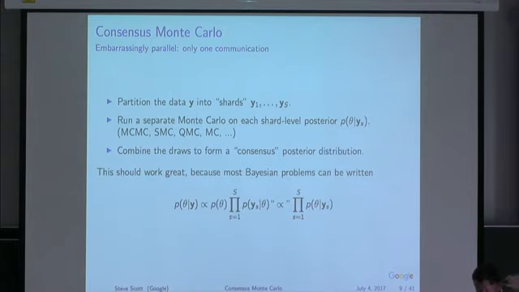I'm skipping some stuff that I normally put into this talk here, where I motivate exactly how bad things would be if we were to do naive algorithms in the cloud. But just trust me, communication between machines in this world takes a long time. So the communication-free version of consensus Monte Carlo goes like this. I've got data that I'm going to chop into capital S pieces, y1 up to yS, right? Then I'm going to put y1 on machine 1 and y2 on machine 2, and run a separate Monte Carlo on each of my shard level posteriors.